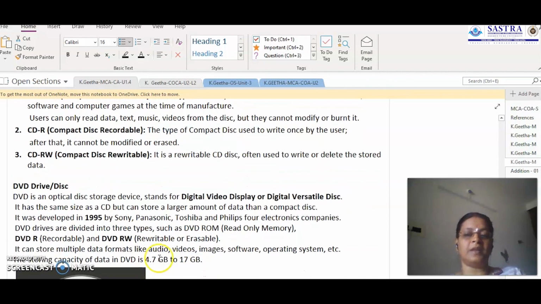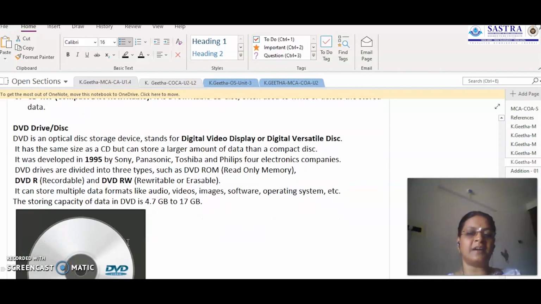Then we have the concept of the DVD drive or disk, which is otherwise referred to as digital video disc or digital versatile disc. As the name implies, given its versatility, it can handle any type of information, namely any media content. It was developed in late 1995 by different manufacturers. Of course, Sony, Panasonic, Toshiba, and Philips are well-known electronic companies which manufacture these DVDs. DVDs also come in two versions: either DVD-R recordable or DVD rewritable, where we can erase the content and then rewrite.